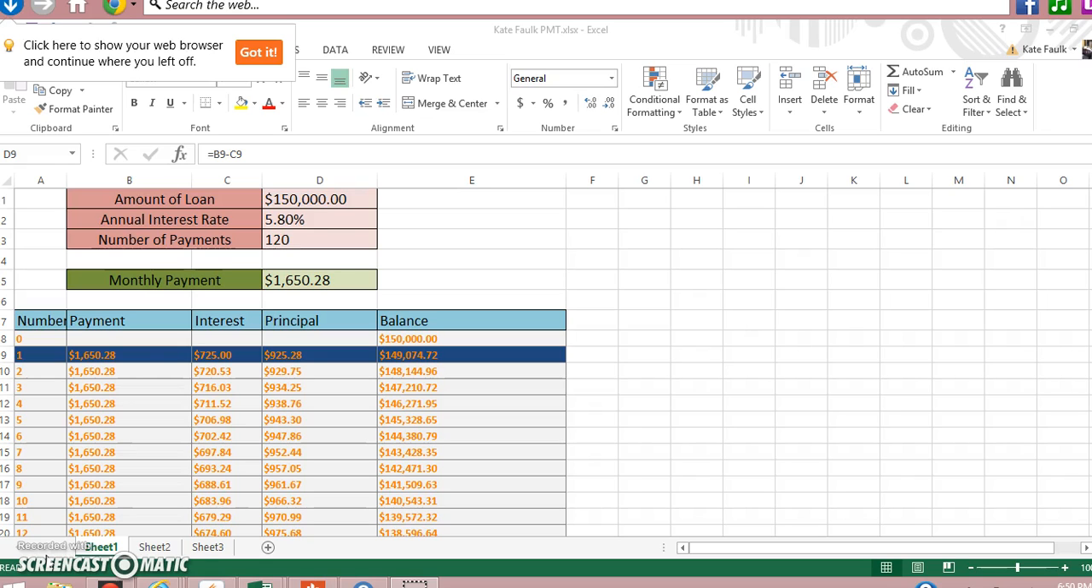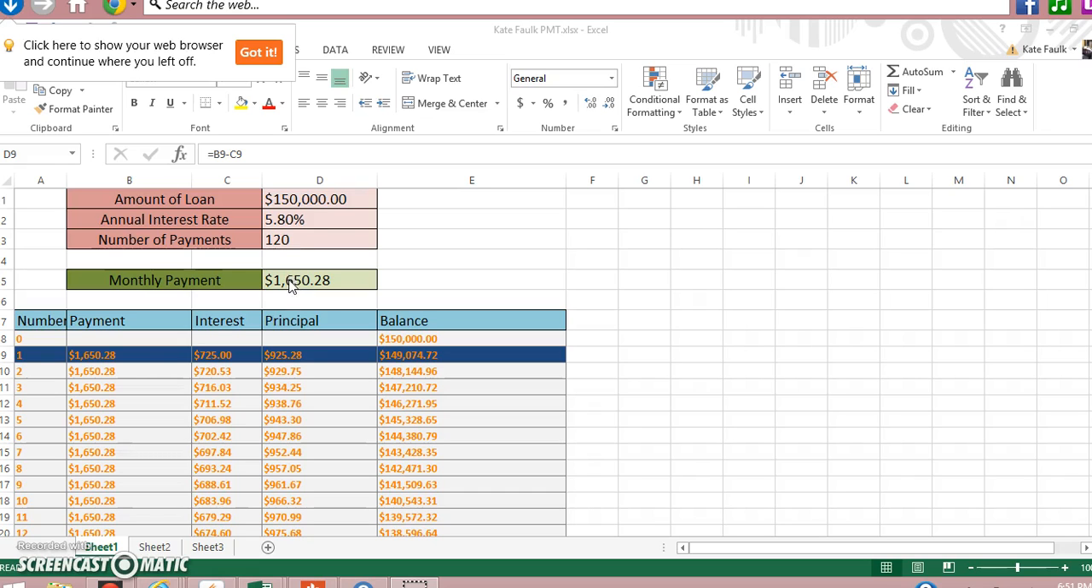So what I'm going to do is show y'all how I got all my numbers. To start off, we have just a basic layout, as you can see here. Up here I have the amount of the loan that I took out from the bank. I put my interest rate here and the number of payments that we will be using to pay off the loan.